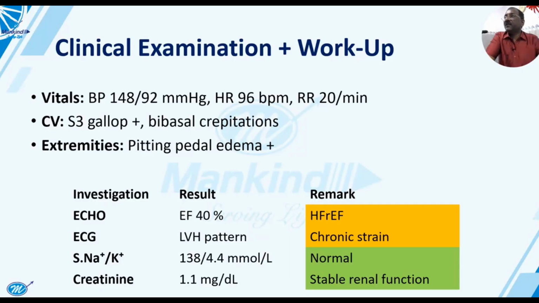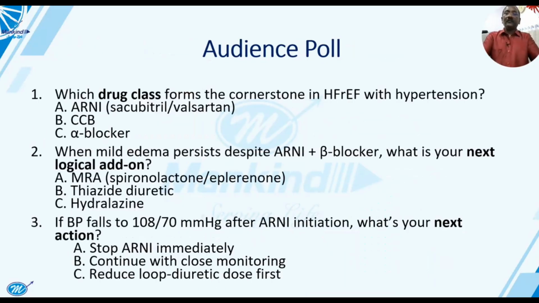So don't wait till they reach the bookish stage of tachycardia, more than 100. More than 90, you have to give respect. So that is the most important point here. Now, which drug class forms the cornerstone in hypertension with reduced ejection fraction? Here, okay? You are right. So number 1, A is the right answer.